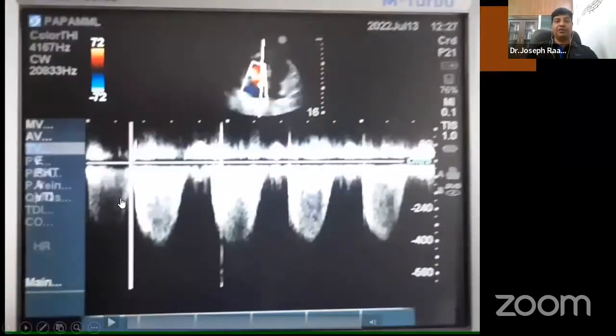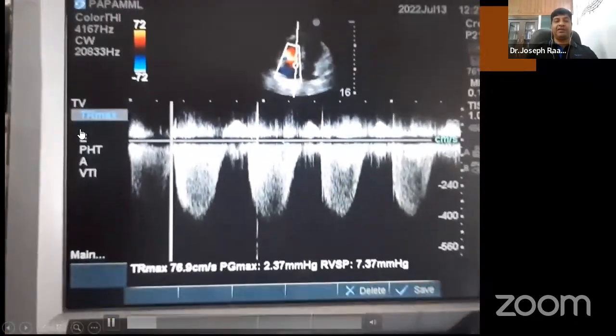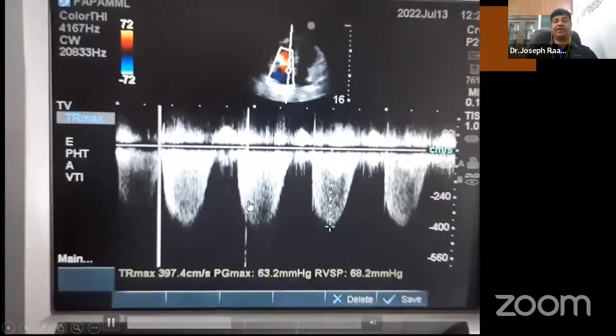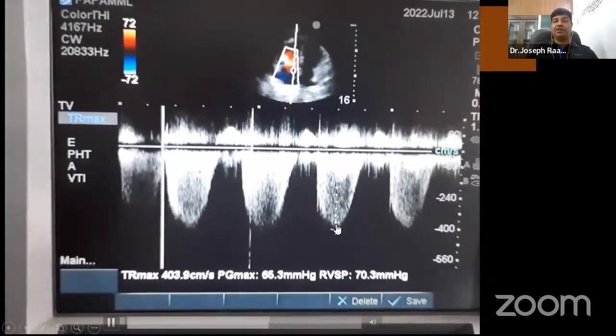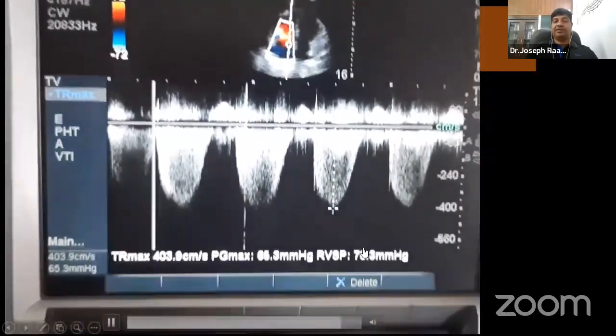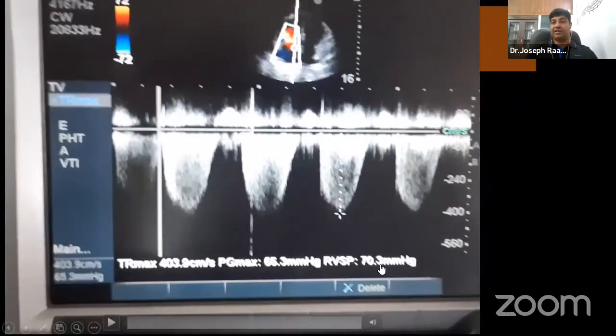Once you get a waveform, take a good waveform. Then, using the calculation package, you measure the tricuspid regurgitant TR jet maximum velocity. Automatically the machine will calculate it, and you can see the right ventricular systolic pressure is around 70. So you can very well know that this patient has got pulmonary hypertension.